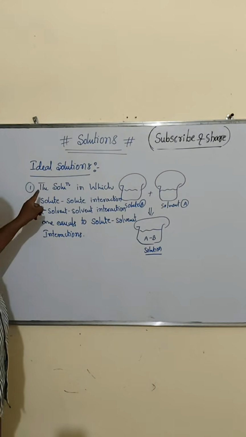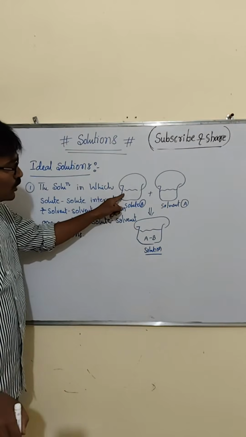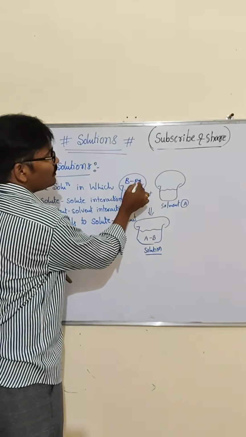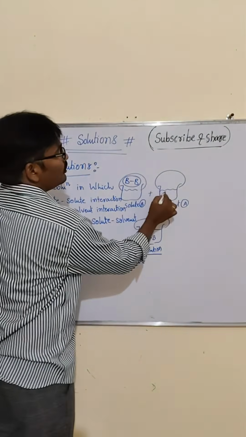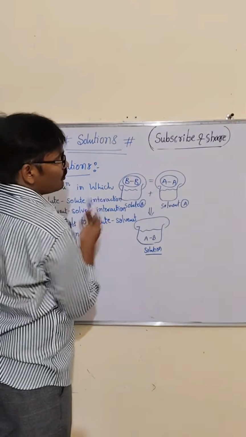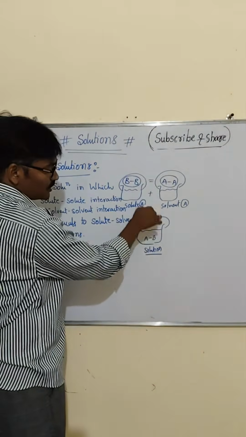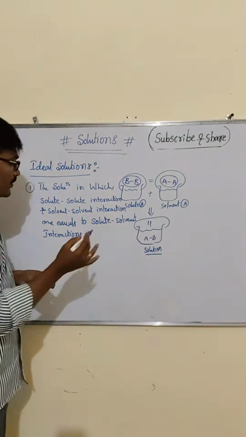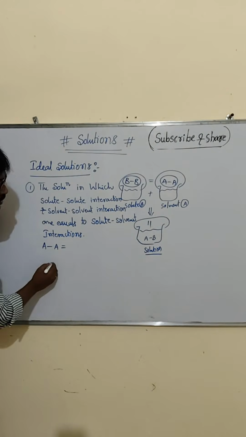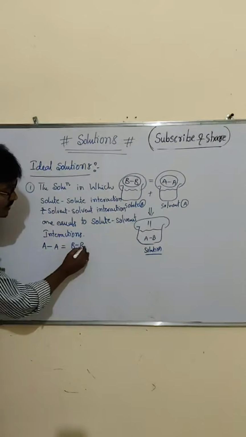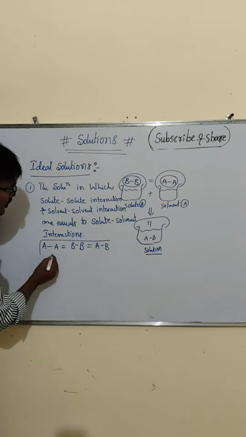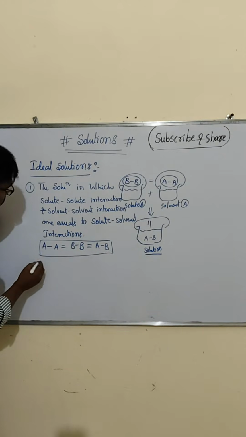So what is the first point? In the solution, what type of interactions are there between B, and what type between A? Both are equal, and even the AB interactions are equal to them. That is what I mentioned. Sir, A-A interactions are equal to B-B interactions, which are equal to AB interactions. This is a very, very important point for ideal solutions.